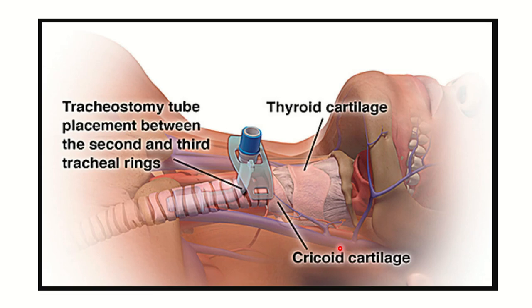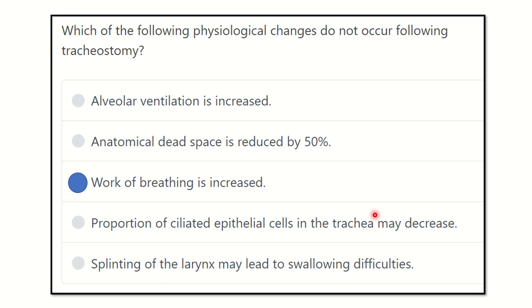And so our answer here: this tracheostomy tube is usually inserted to reduce the work of breathing. So our answer, work of breathing is increased, is not true, because the main goal of the tracheostomy is that the work of breathing is reduced. That means the patient can breathe very easily.